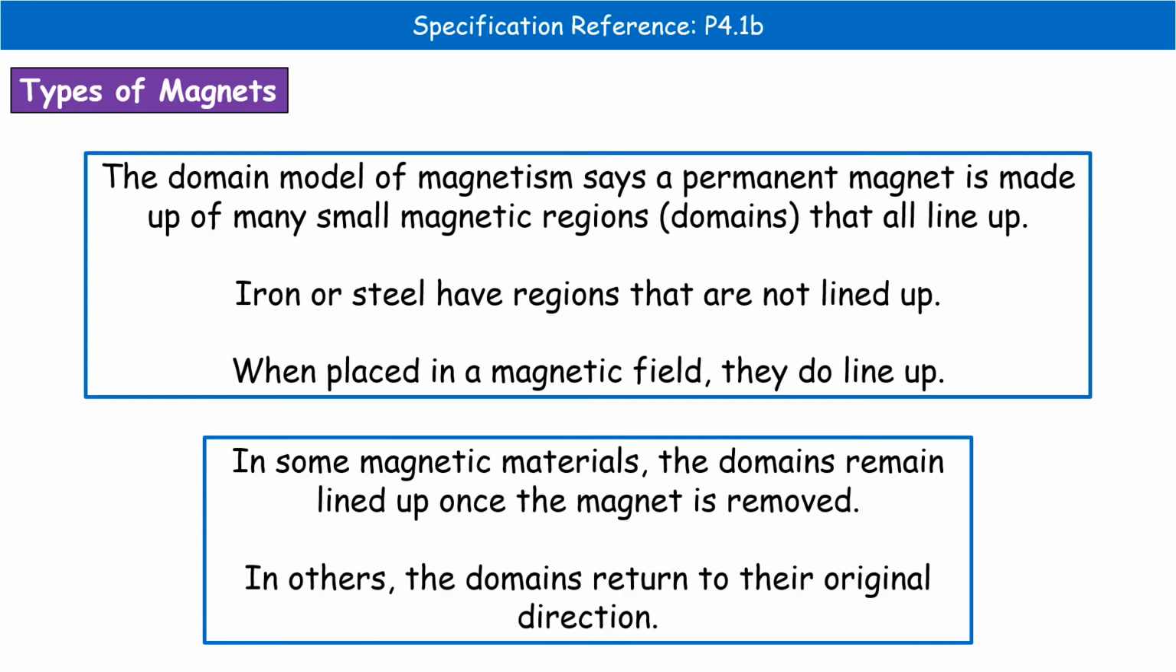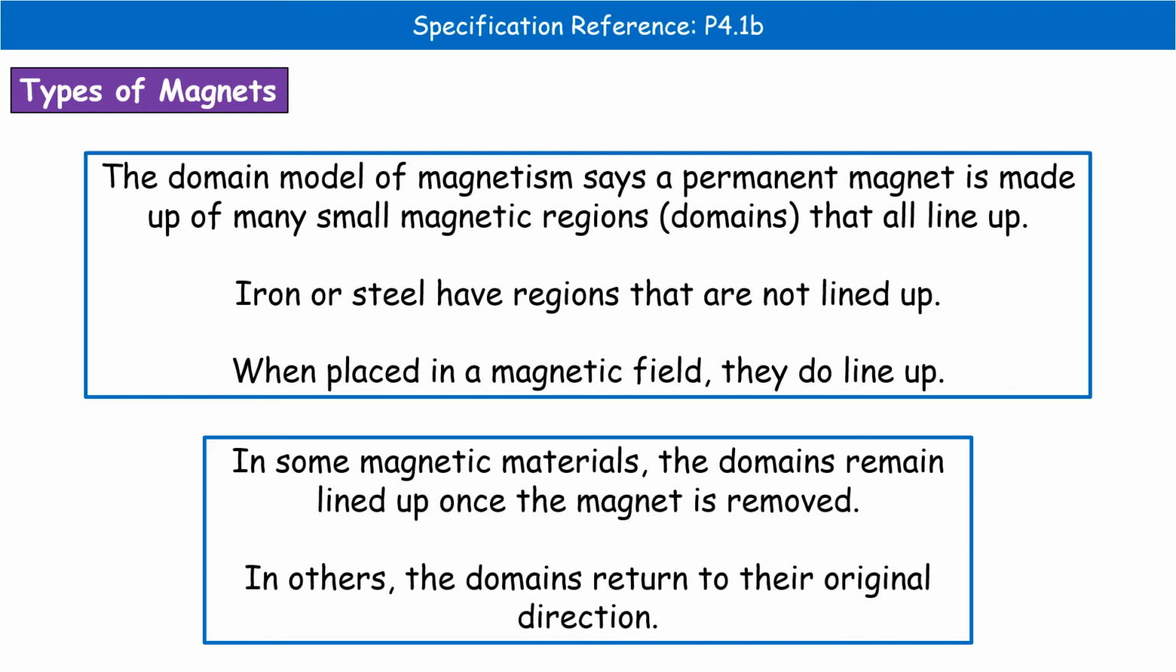To try to explain how this takes place, we use something called the domain model. Now, when we're looking at a permanent magnet in terms of the domain model, what we're really saying is that the permanent magnet itself is made up of these small magnetic regions called domains, and they're all nicely lined up. Therefore, it is magnetic. If we consider a potentially magnetic material, iron or steel for example, they still have those domains, but they're not lined up. They're all in different orientations.